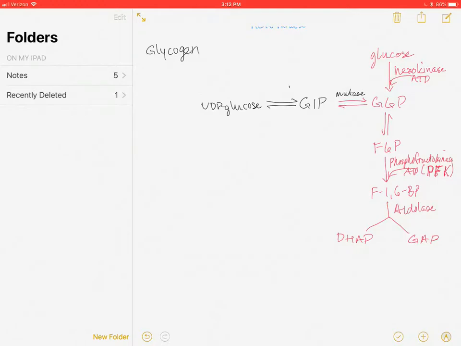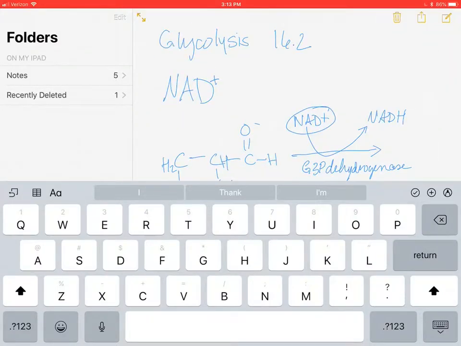And in order to get the UDP on, the glucose 1-phosphate reacts with a UTP. So the UTP loses a phosphoryl group, and the rest of it attaches to the glucose 1-phosphate.